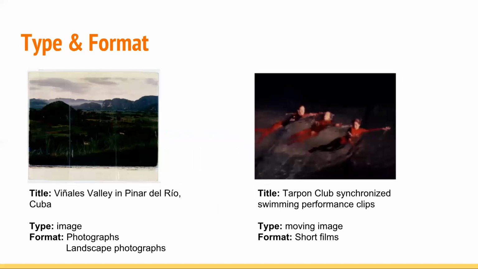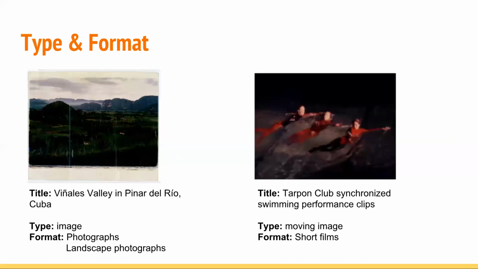So here's an example of type and format in some materials pulled from DPLA. In our first example, the Vinales Valley of Pinar del Rio, the type is image, but the format is a photograph or landscape photograph. We also have in here the Tarpon Club synchronized swimming performance clips, where the type is moving image, but the format is short film. So you can see where type is a broad description of what the object is. Format gets you that more granular description.